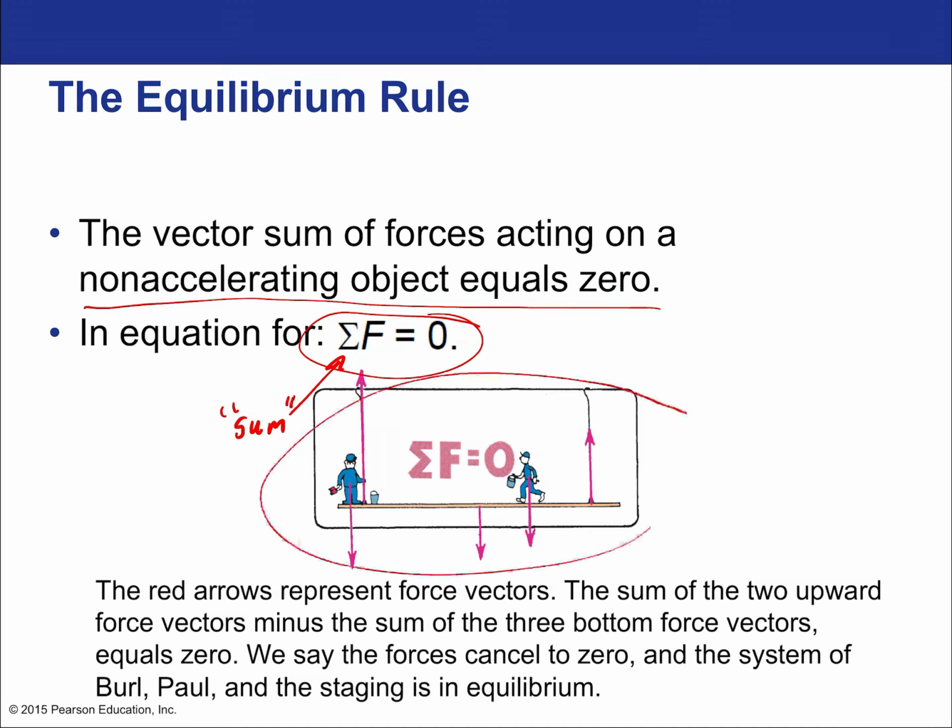Here's an example of some painters on a hanging platform. The tensions here exactly equal the weight of the platform itself plus the weight of the two painters. So the three downward forces are exactly equal in magnitude to the two upward forces. The total is zero. We sum up five forces in this case, and we get zero. So another way to say this is that equilibrium always has a net force of zero. It always has a resultant of zero.